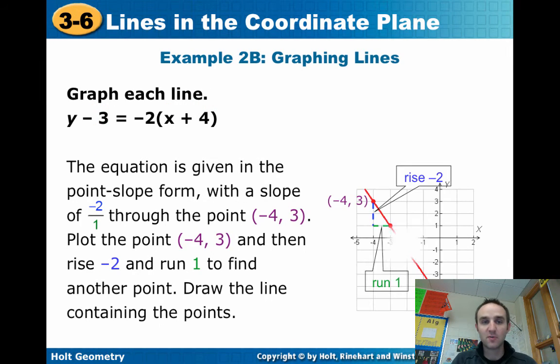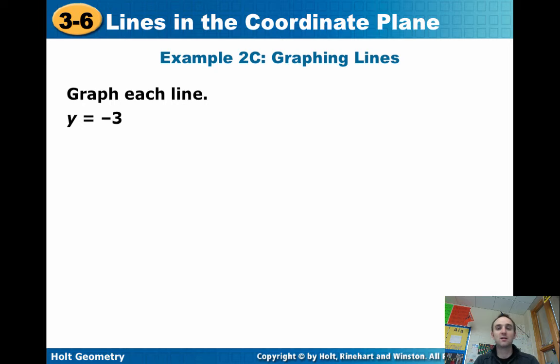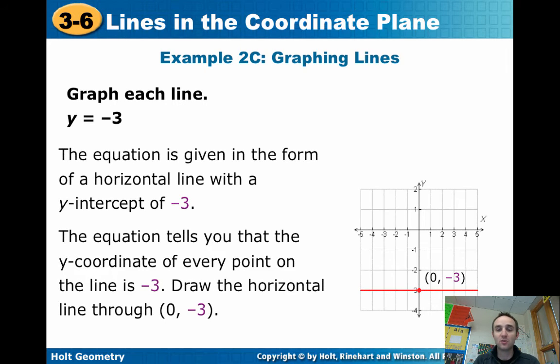And then we've got our slope of negative 2 over 1. So we're going to start with that point, negative 4, 3. Our rise of negative 2 over 1, we go down 2 and over 1 for our rise and our run, and we see the line right there. Y is equal to negative 3. We talked about this. Y equals a number is a horizontal line. So all we have to do is find our y-intercept of negative 3, and it's a horizontal line right through that point. If we had x is equal to a number, it would be a vertical line through that number.